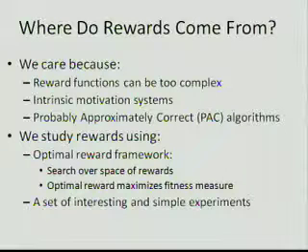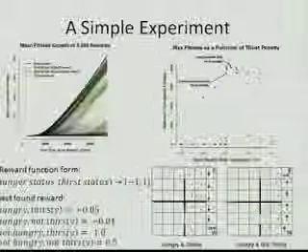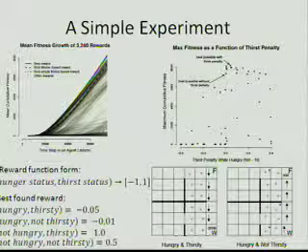In our case, we study the properties of rewards using a general computational optimal reward framework, which searches over the space of rewards for the optimal reward that makes an agent act optimally according to some fitness measure. Let us clarify this using one of our simplest experiments because of time constraints.